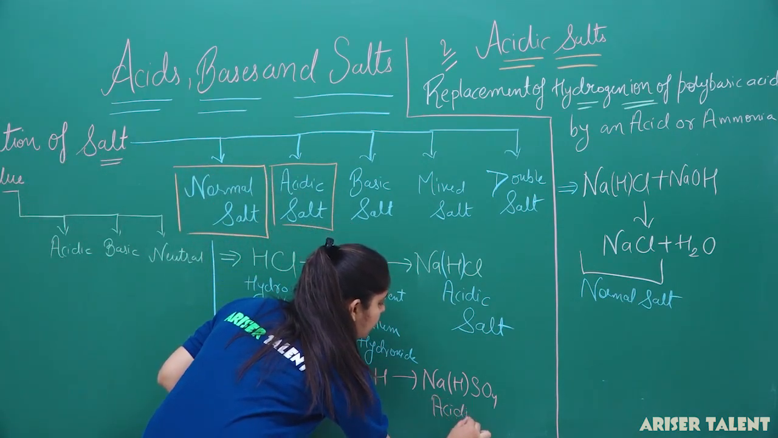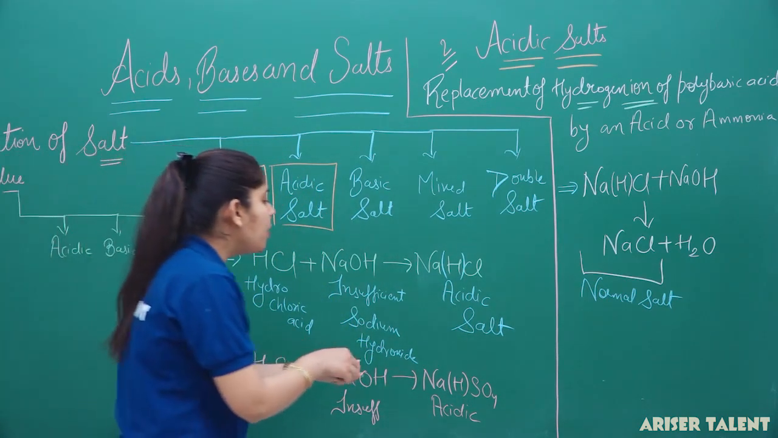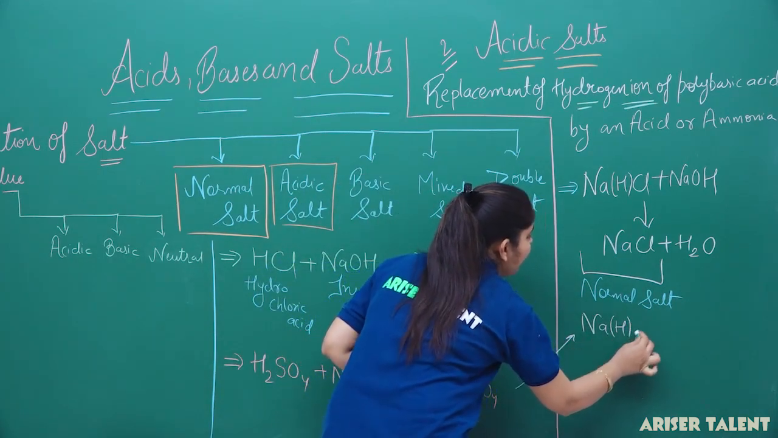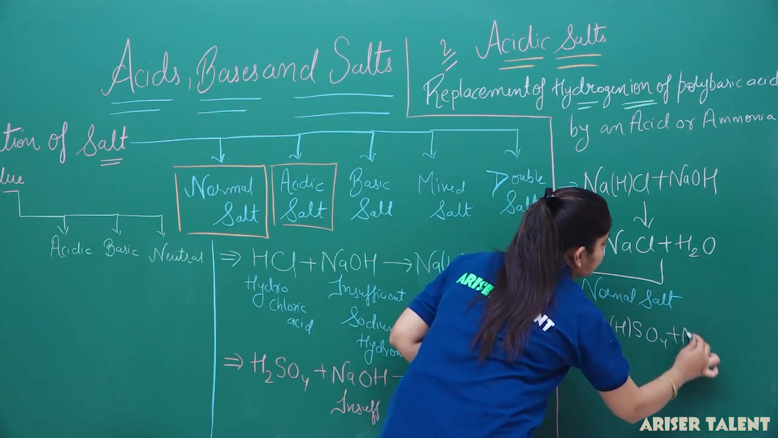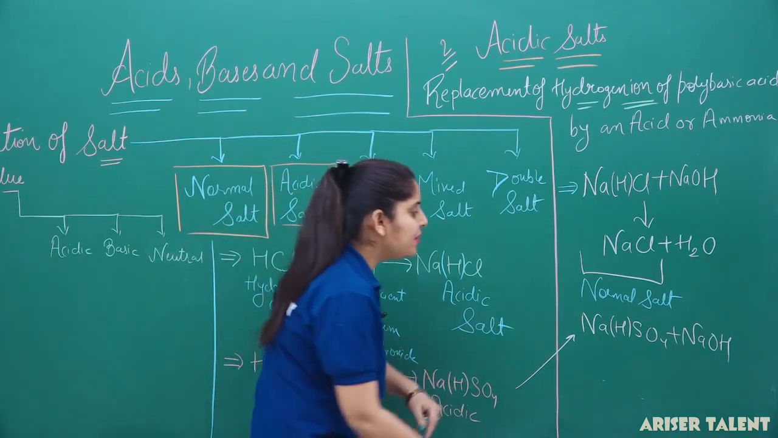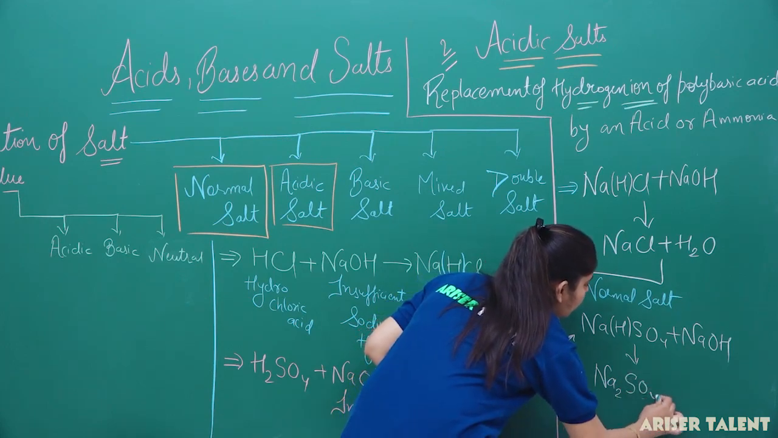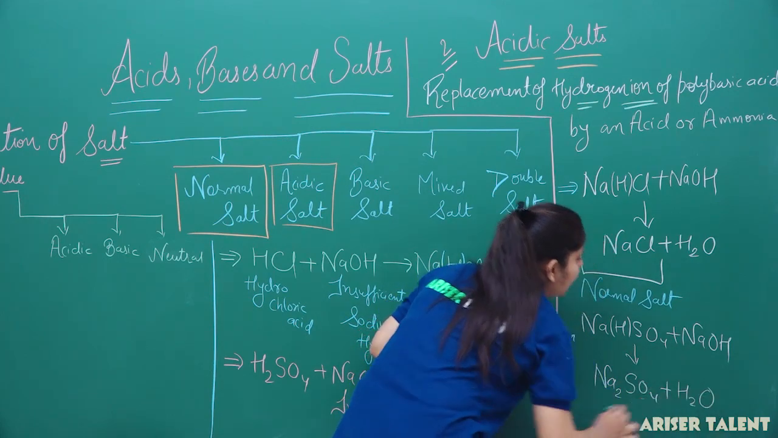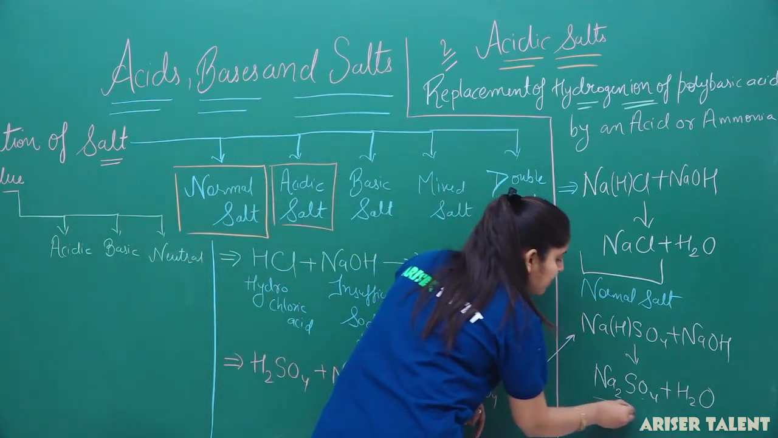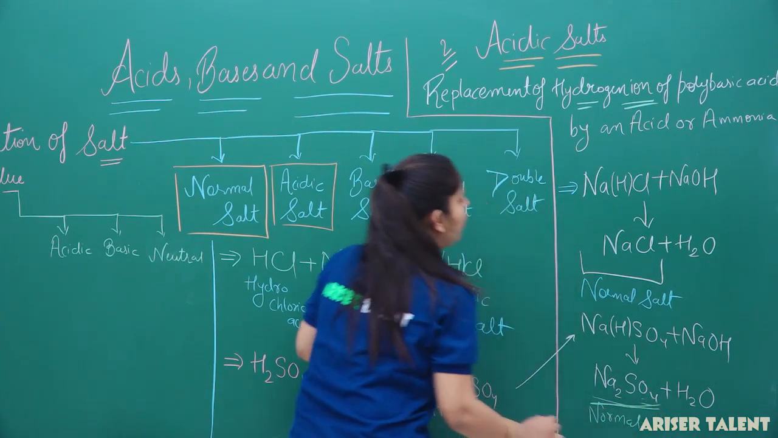This salt is acidic. Now I have to obtain the normal salt from this equation. So what will I do here? I will further react this acid with base. Now this acid will react with this base and we will get Na2SO4 plus H2O. In this reaction, this is our acidic salt because H is present here, and this will be the normal salt in this case.